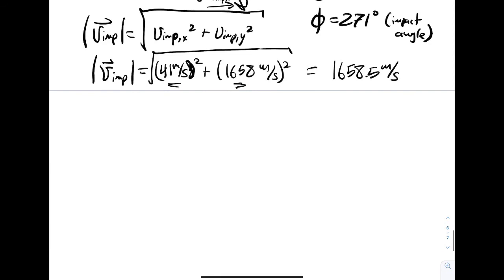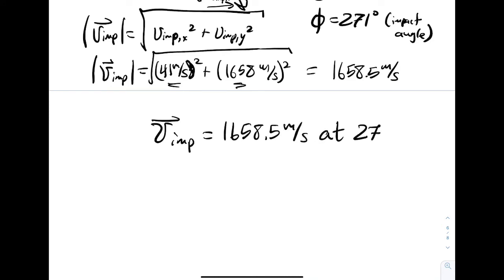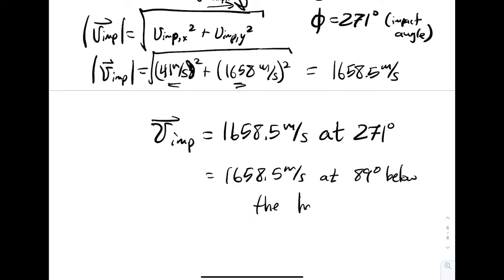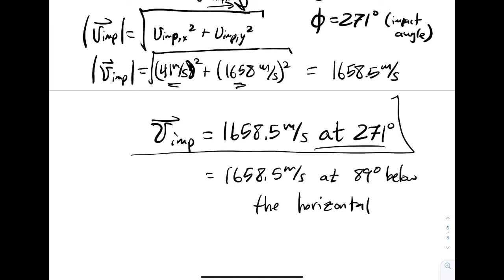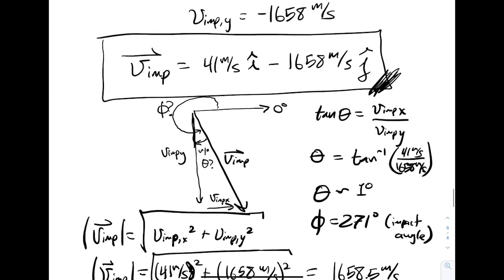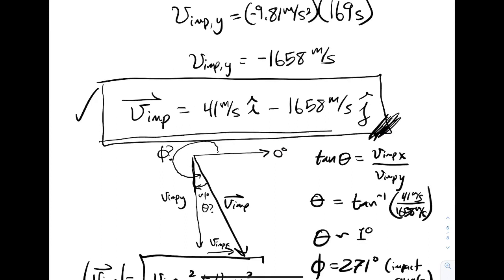The other way you could write it is that V impact is equal to 1658.5 meters per second at 271 degrees. Or you could say 1658.5 meters per second at 89 degrees below the horizontal. So there are a lot of ways to say this, but as long as you indicate both magnitude and direction, then that is a final answer. So this is good, or you could have just stopped here. This secretly indicates both magnitude and direction, and this is enough.